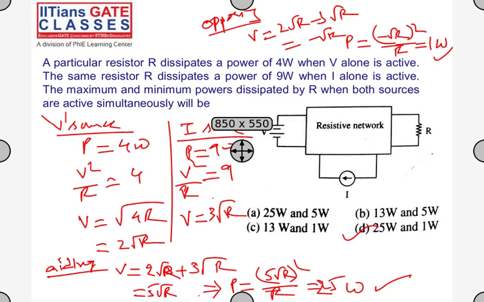So power is again V square by R. You'll get 25. And here the voltages are opposing. You got minus root R or root R. Root R square by R is 1, so it is 1 watt. So when they are aiding, you get 25 watts. When they are opposing, you get 1 watt. Is it clear to everyone?